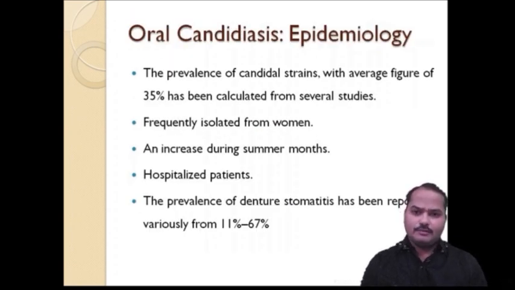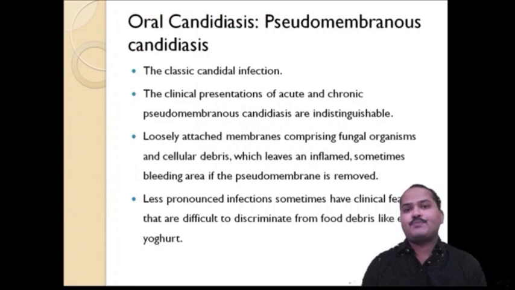Then the epidemiological aspect of oral candidiasis: the prevalence of the strains has an average figure of 35%, calculated from various studies done on patients. It has been frequently isolated from women and increases in the summer months. It is very commonly seen in hospitalized patients, and the prevalence of denture stomatitis with candidal infection has been seen in a range of 11 to 67% of patients. So it is very common, because 67% has been seen.